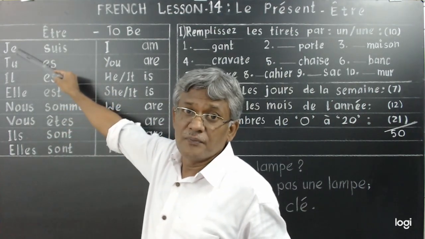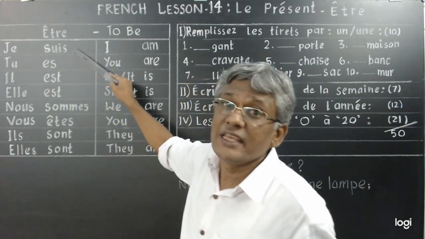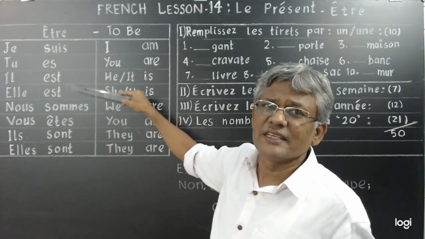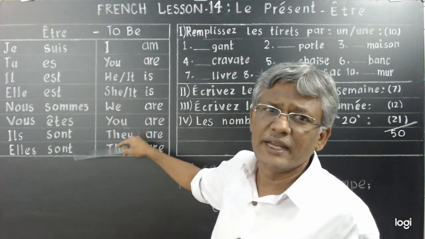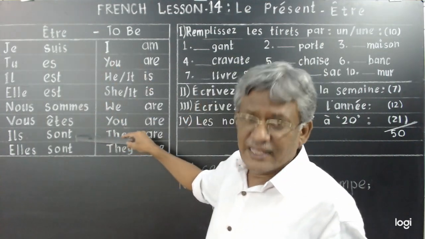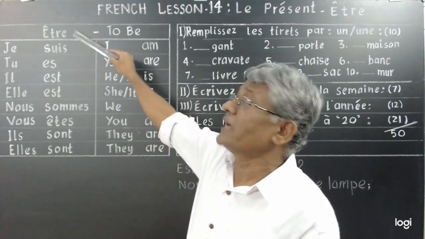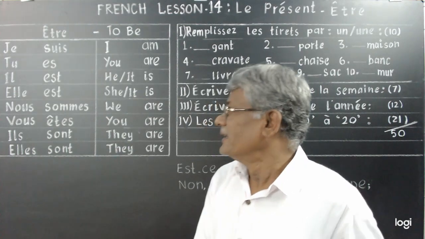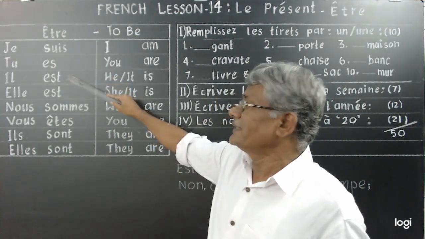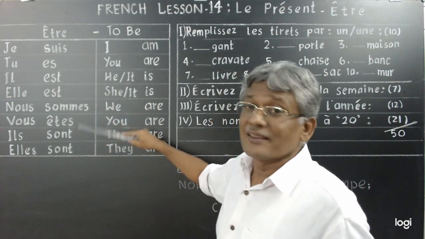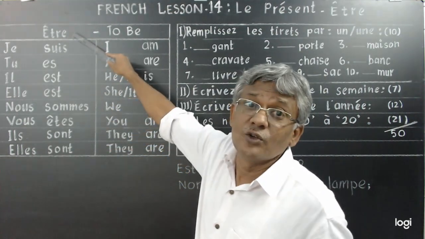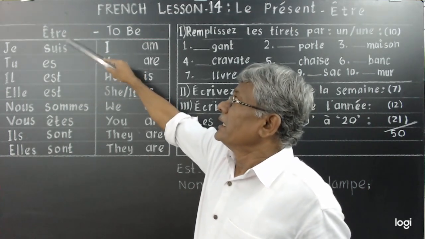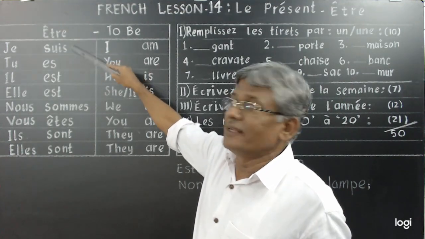For je, this être becomes suis. Understand? The suis, es, est, sommes, êtes, sont. These words are nothing but different spellings of être, different forms of être, different conjugations of être. So this suis, es, est, sommes, these are all nothing but conjugations of this verb only. It's no different words. Être is getting conjugated like this.